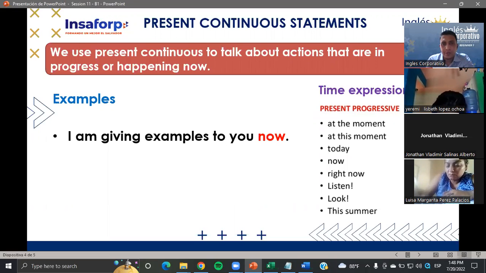In some cases we use them at the beginning of the sentence.